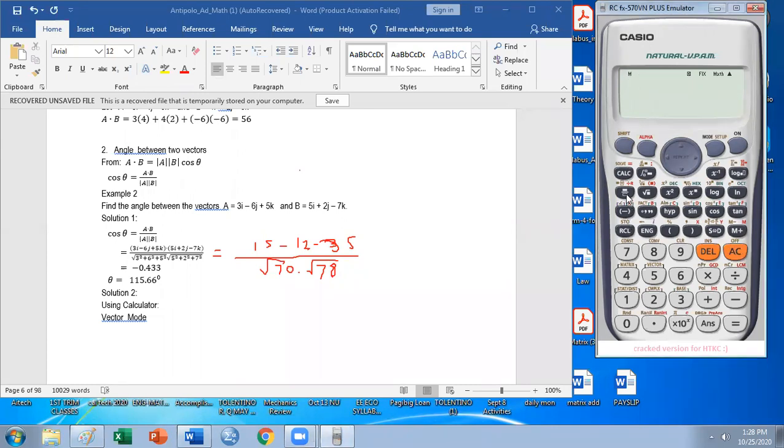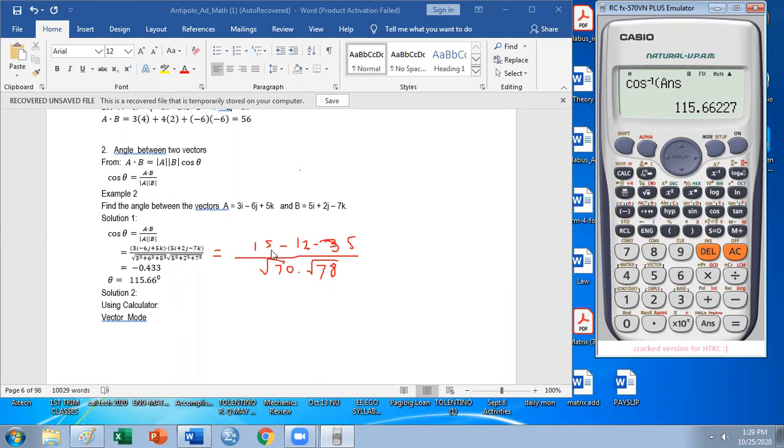So how much is this? That is 15 minus 12 minus 35, divided by square root of 70 times square root of 78. The value is negative. And then the inverse cosine of the answer is 115.66 degrees.